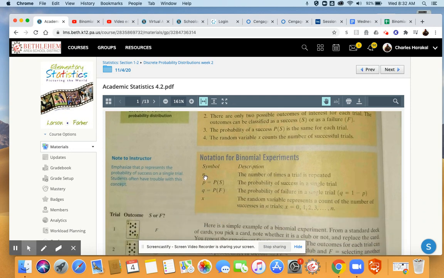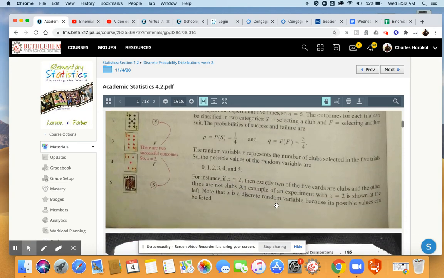Notation for binomial experiments: n is the number of trials that will occur. Lowercase p is the probability of success of each trial. Lowercase q is the probability of failure of each trial. And x is the random variable which represents how many successful trials occurred.